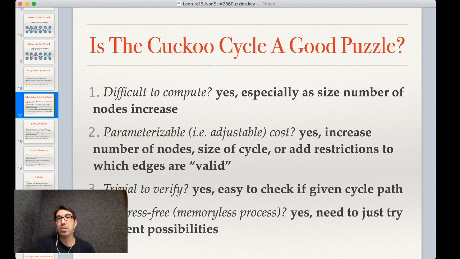However, given a cycle, it's trivial to verify. And it's progress free. You really just need to try different possibilities. You never know if you're going down the right path or not. So this is another variation, like I said, of an ASIC resistant puzzle. There are others out there, but these two examples hopefully give you a chance to see how we can be ASIC resistant just by ensuring that we are memory bound and memory hard.